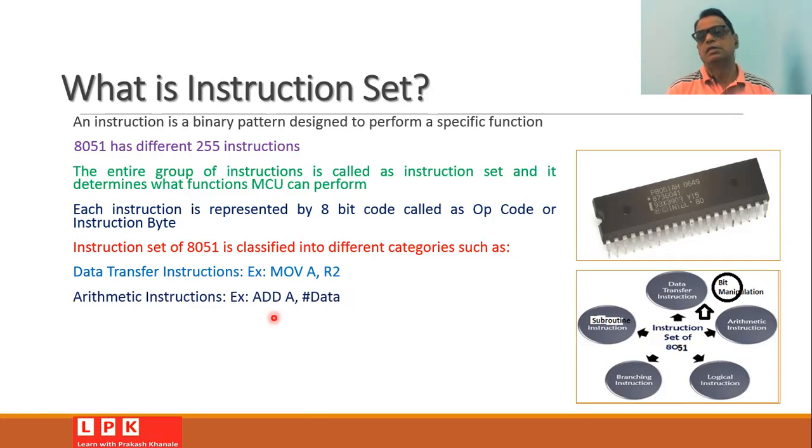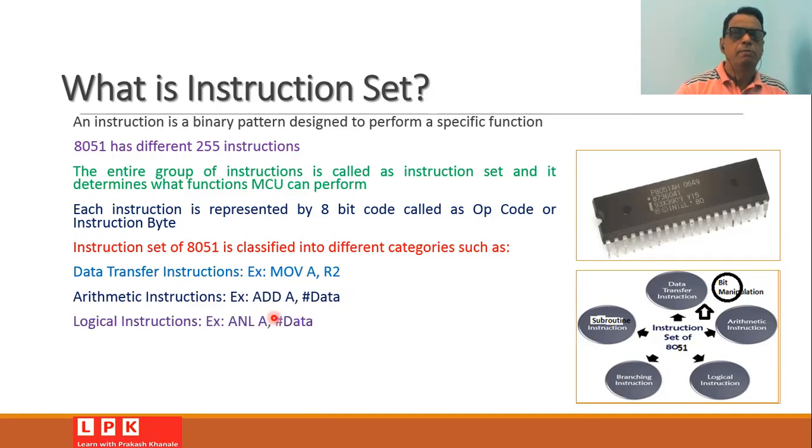So whenever you want to move the data, you can make use of these instructions. Arithmetic instructions, as the name indicates, are used to perform arithmetic operations such as addition, subtraction, multiplication, and division. We can make use of logical instructions to perform logical operations, such as AND or NOT. Whenever we want to write a logical instruction, we can write it somewhat in this form: ANL A, #data.